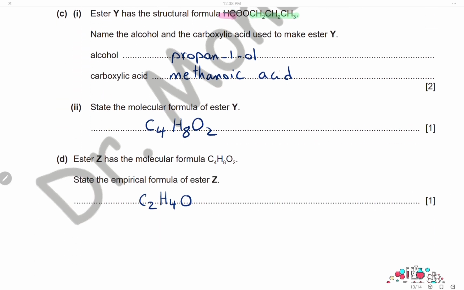Ester Z has a molecular formula of C4H8O2. State the empirical formula of ester Z. The empirical formula is the simplest whole number ratio of the molecular formula. So we have to simplify this ratio by dividing by 2. 4 divided by 2 is 2. 8 divided by 2 is 4, and 2 divided by 2 is 1. So the empirical formula will be C2H4O.